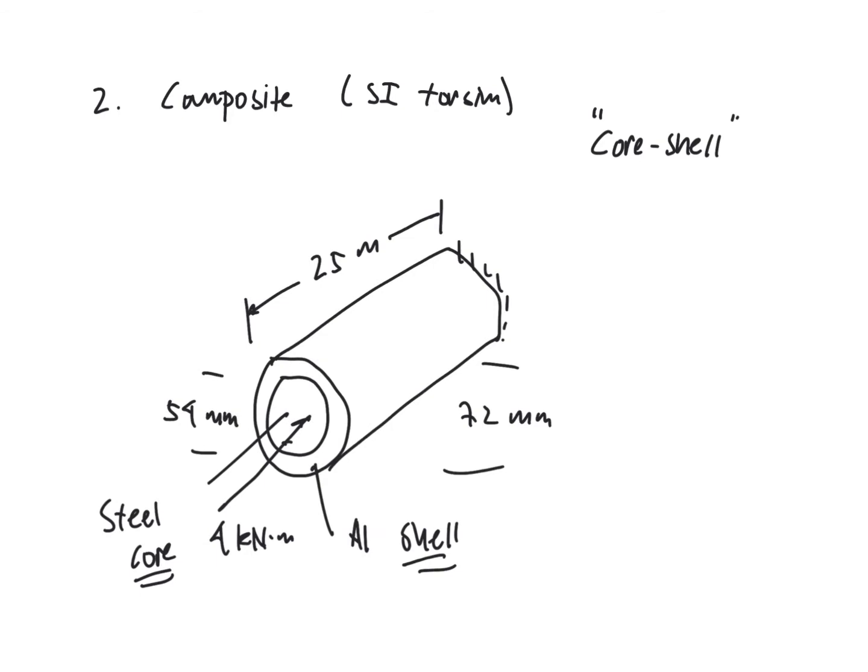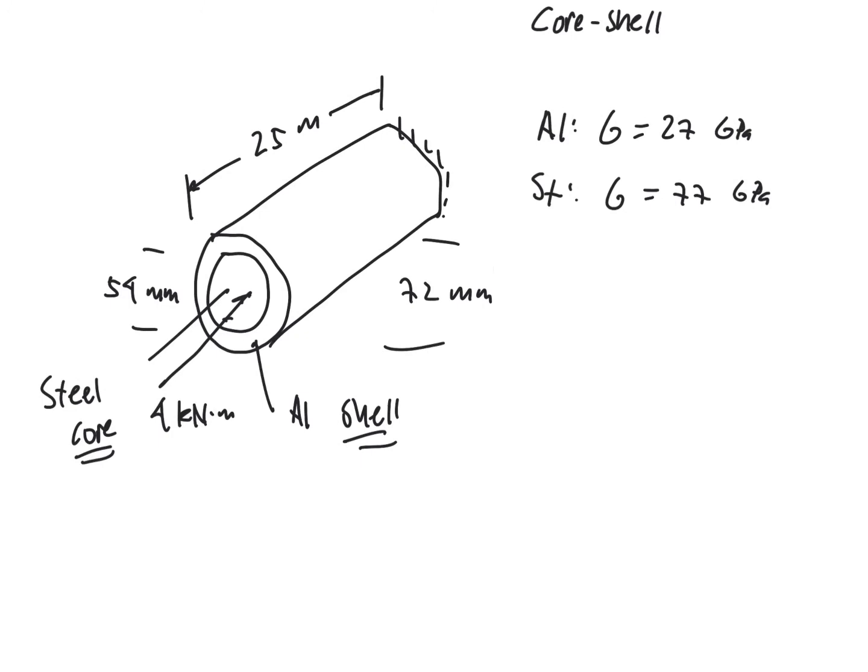And we have the values of G. For the aluminum, G is going to be equal to 27 GPa. And for the steel, G is equal to 77 GPa. So about a factor of 3 or so, that's about right. Aluminum is typically softer than steel, both in terms of the elastic and the shear moduli. This is a classic problem, and it asks us to find the maximum shear stresses in both.